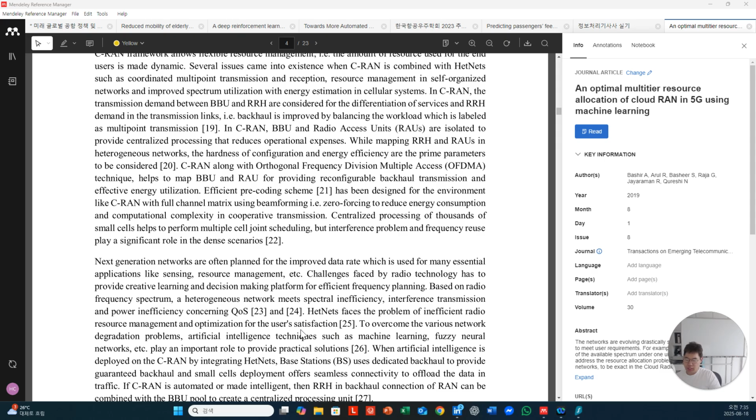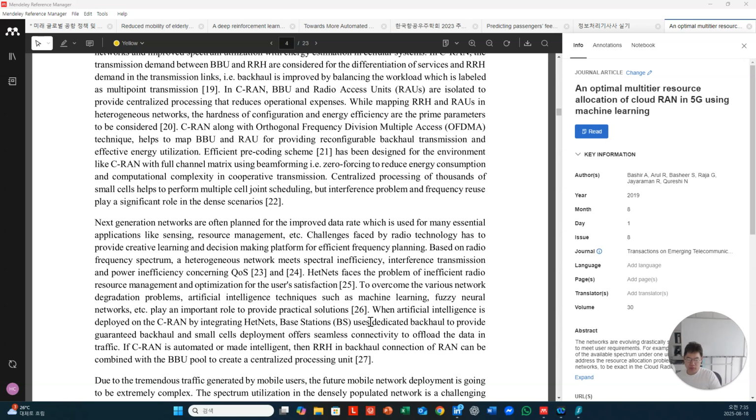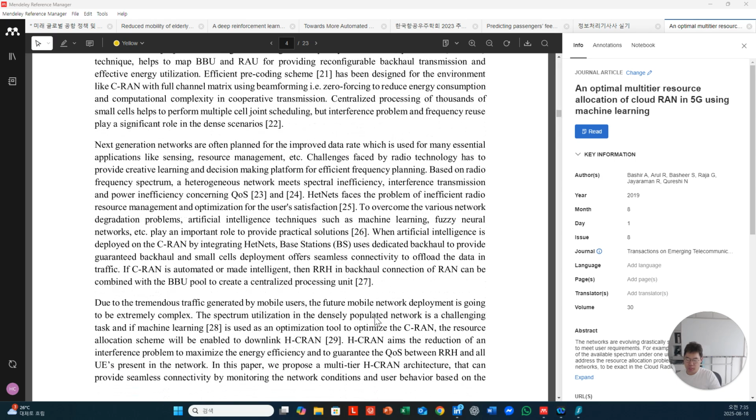When artificial intelligence is deployed on the CRM by integrating HetNet-based stations, which use dedicated backhaul to provide guaranteed backhaul, the small cells deployment offers seamless connectivity to offload the data traffic. If sharing is automated or made intelligent, then RRH's backhaul connection of LAN can be combined with the BBU pool to create a centralized processing unit.